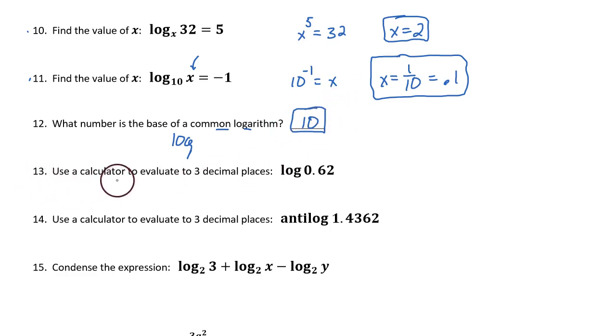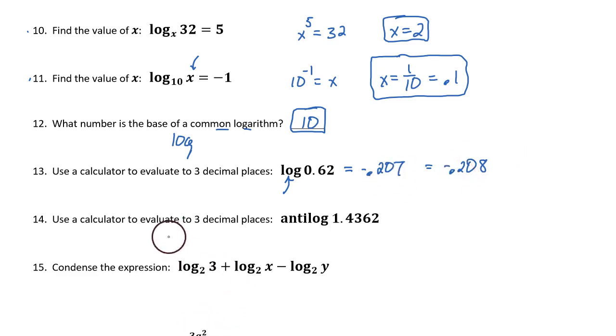Number 13, use a calculator to evaluate log of 0.62. You are literally pressing this button on the calculator, the one called LOG, and then typing 0.62. This is equal to negative 0.207. Because the next number after 7 is a 6, you might write this as negative 0.208. But I would take either one of these on a test.